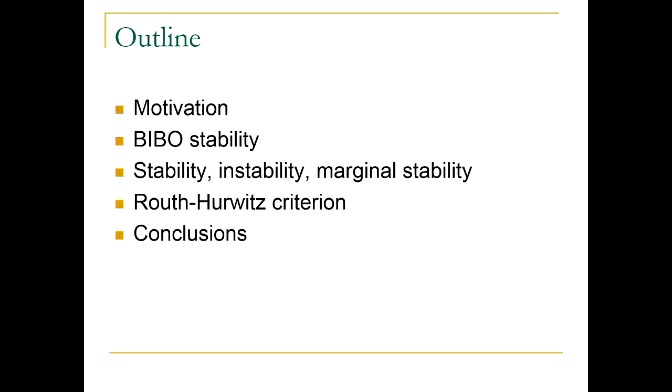So we'll first motivate things a bit and then present two different stability properties, BIBO stability, or bounded input, bounded output, and just stability. And then we will spend some time talking about the Routh-Hurwitz criterion. And I will wrap up with conclusions.